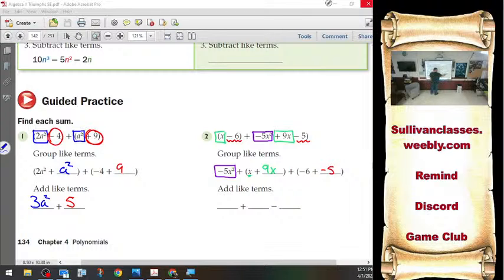You owe me $6, and then you add another $5 debt. Borrowed money for lunch. So you owe me 11, negative 11.